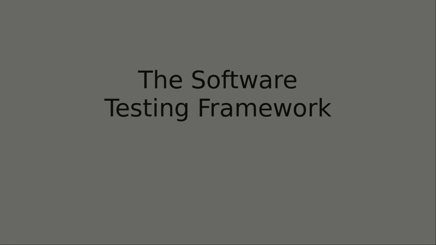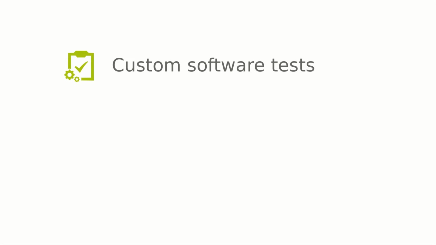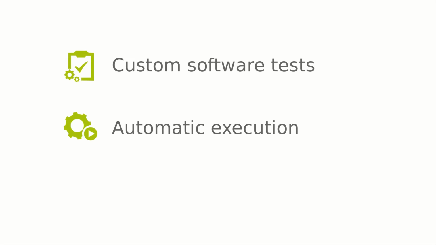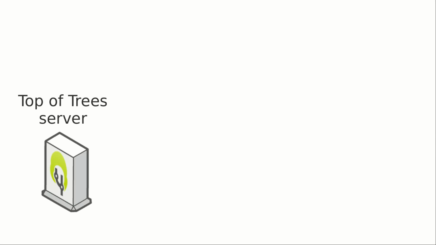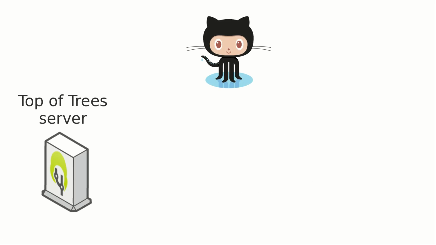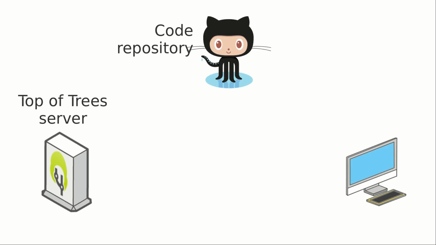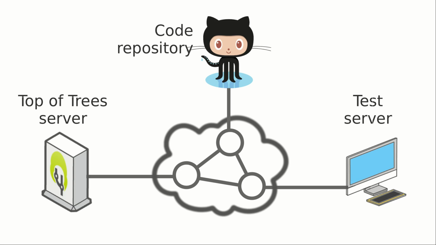Top of Trees integrates a software testing framework that allows you to define custom software tests, automate their execution, and visualize their progress in real time. At a high level, the testing framework is formed of three interacting components: our Top of Trees server, your code repository, and a machine in your local network acting as a test server.